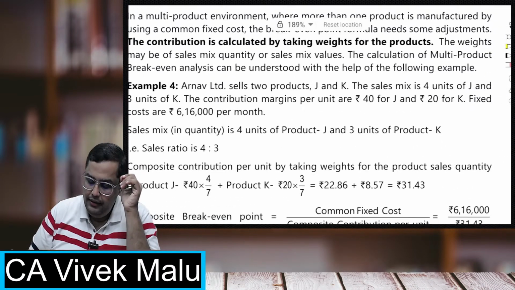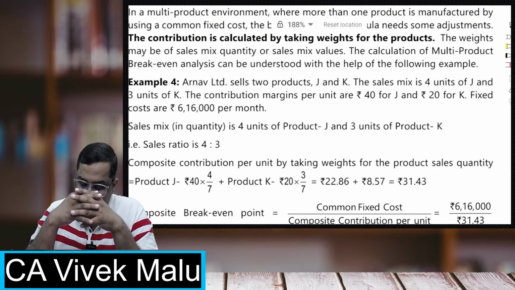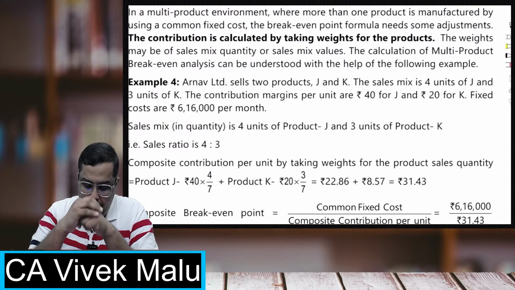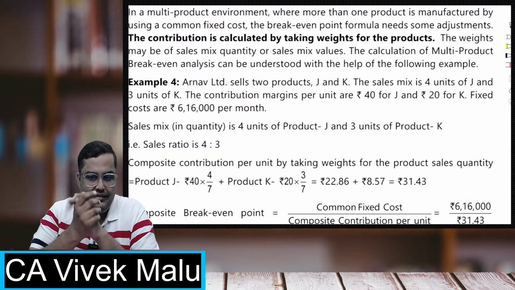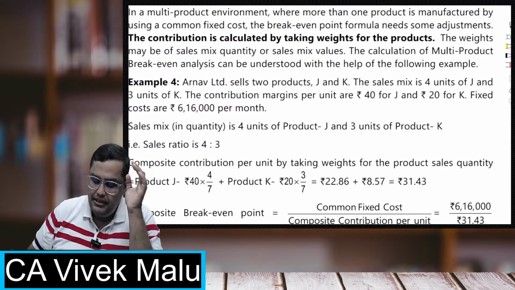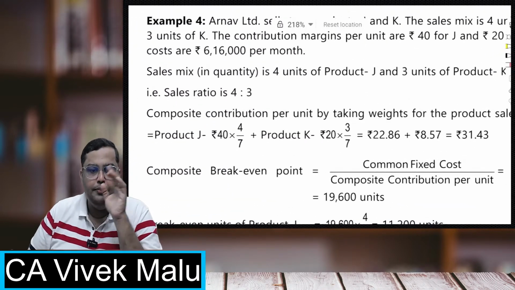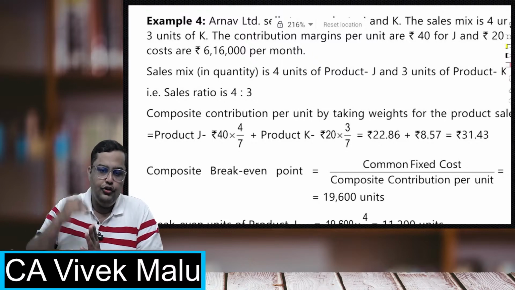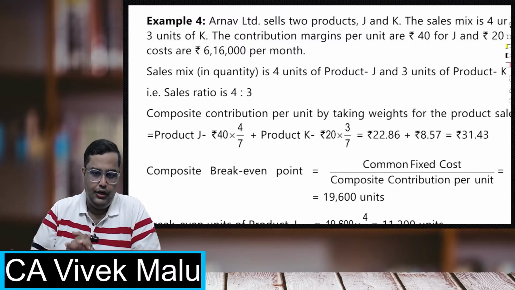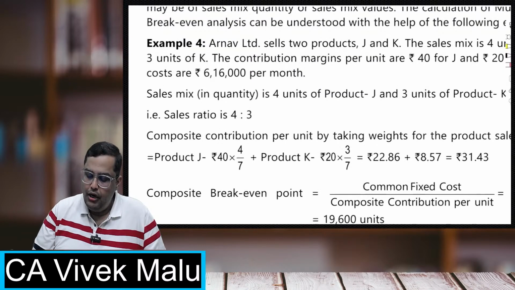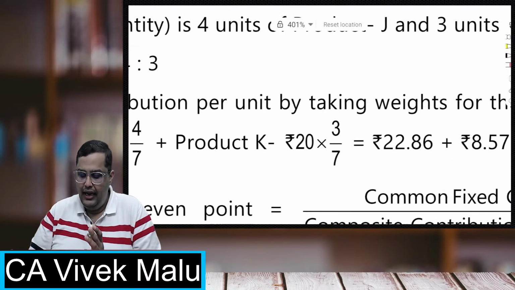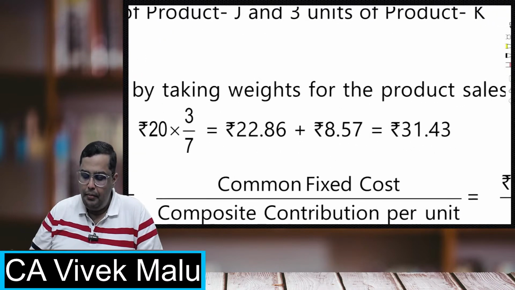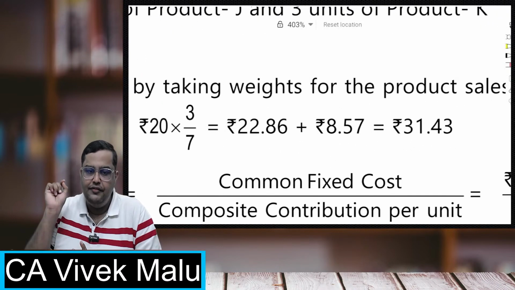I'm repeating it again. The sales mix is 4 units of J and 3 units of K. The contribution margins per unit are 40 rupees for J and 20 rupees for K. Fixed costs were given as 6,16,000. So we found the composite contribution per unit. 4 units for J, 3 units for K, so total 7 units. So 40 rupees into 4/7 and 20 rupees into 3/7. My composite contribution comes to 31.43.